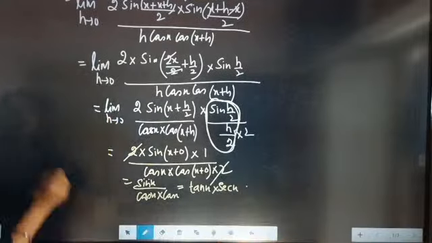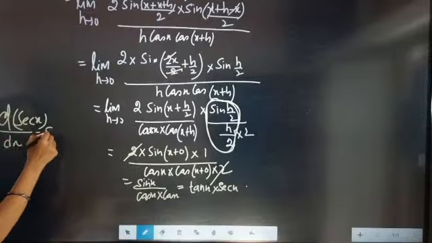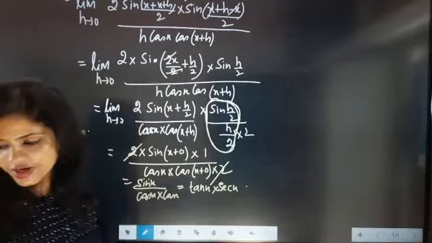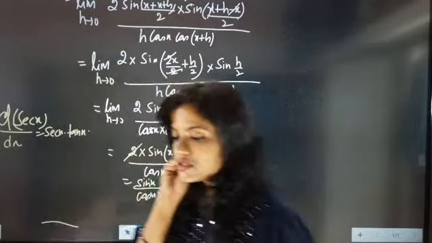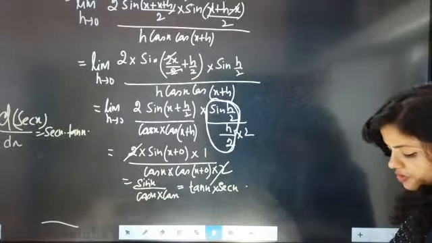So overall we came to know that when we differentiate secant x with respect to x, we are going to get secant x into tan x. This is a very, very important formula. So now what next are we going to do?